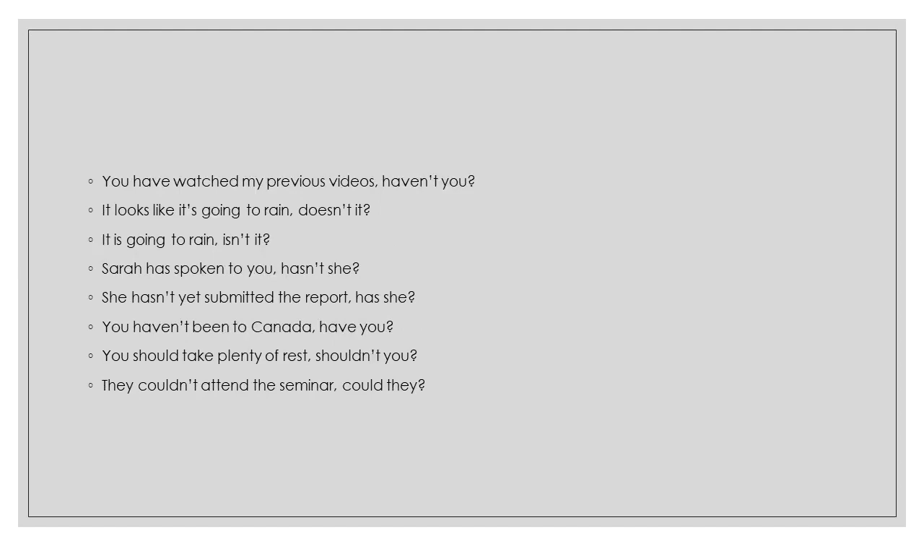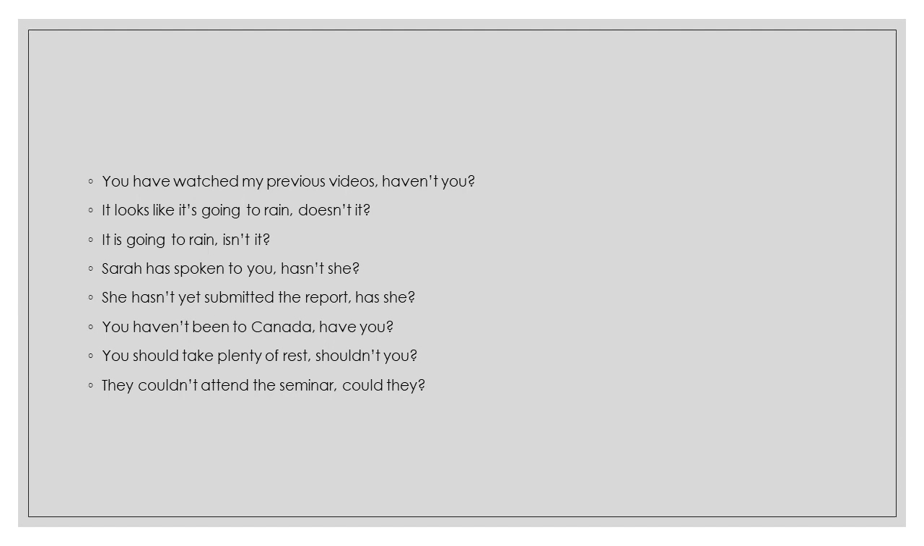And here you have an auxiliary verb and a main verb. So what do you take for your question tag? The auxiliary verb, right? You have watched my previous videos. Have and watched. So you're going to pick have, you make it negative, and then put the you as it is because that's the subject. You have watched my previous videos, haven't you?